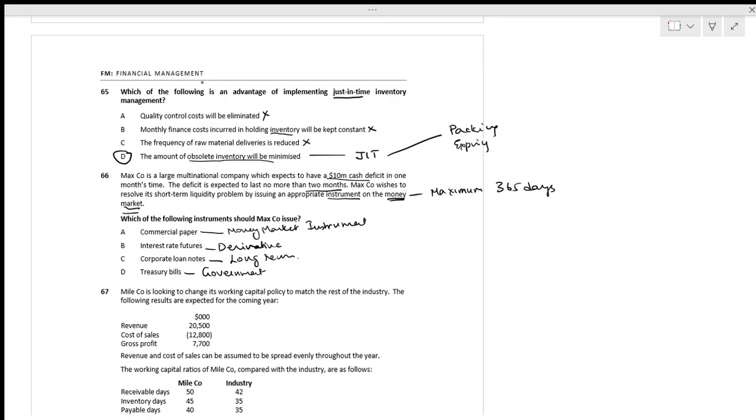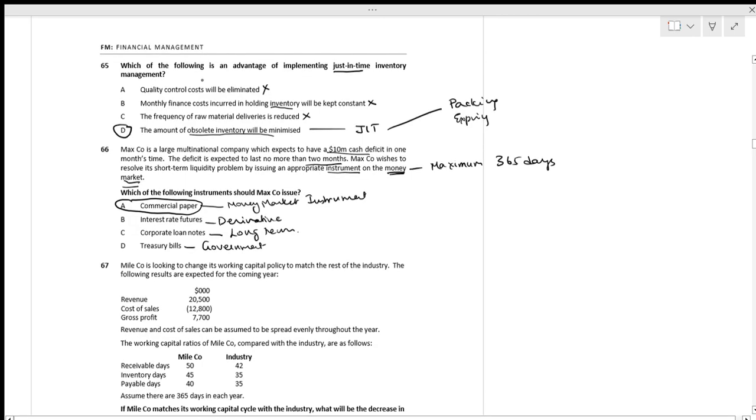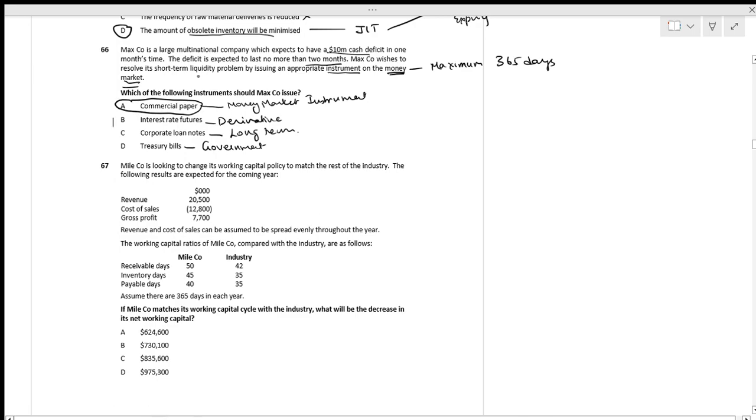Which instrument can we use? We can say that we can use commercial paper. Next, Millie company is looking to change its working capital policy to match the rest of the industry. The following results are expected in the coming year.